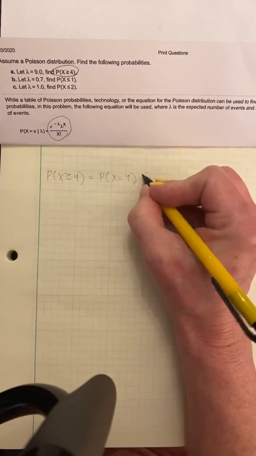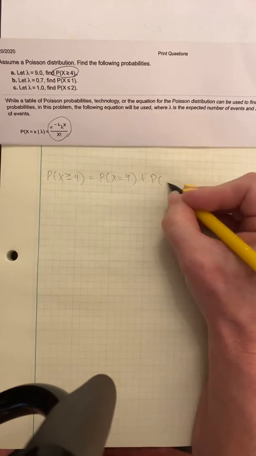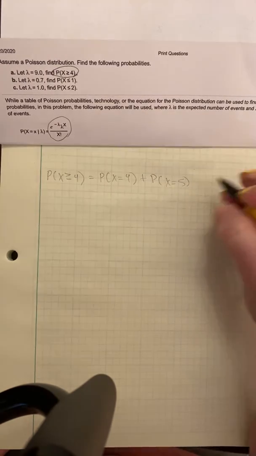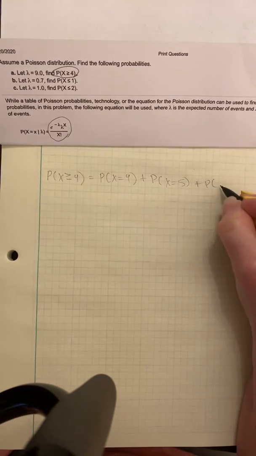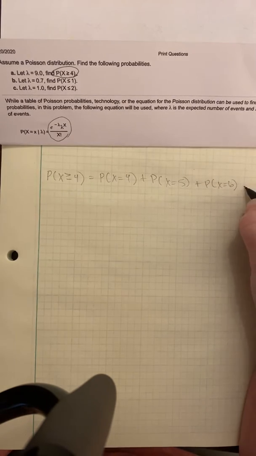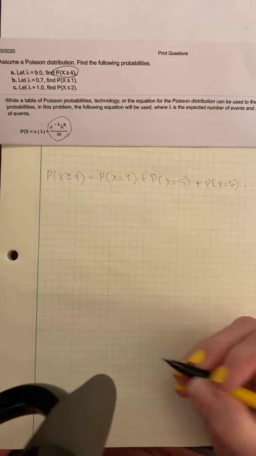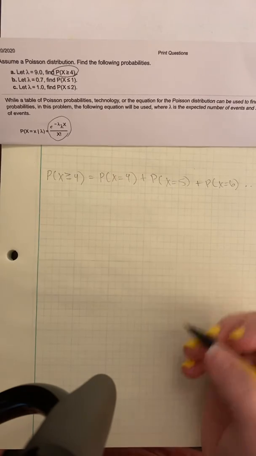or greater than, it could be 5, 6, and so on. Well, that would go to infinity, so we don't want to do that.